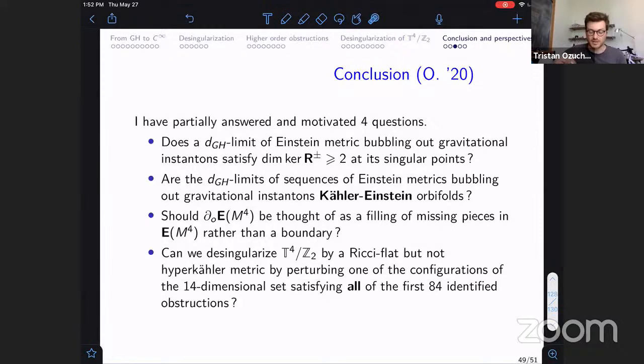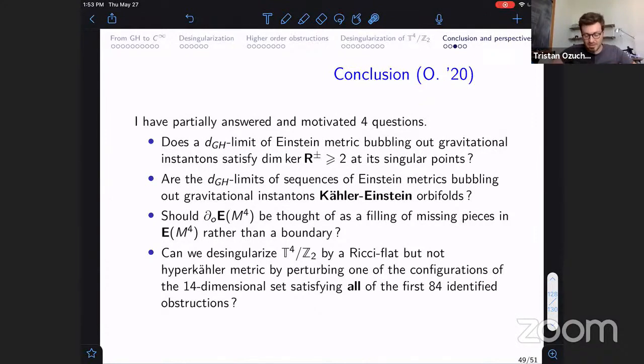And then the next one, which is this very long-term question. We are really far from saying anything on it, but do we have to be in the Kähler-Einstein setting if we find hyperkähler bubbles, essentially? This also sheds some light on this question of Anderson, of whether or not we should think of these orbifold metrics as a boundary or just as a filling of missing pieces.